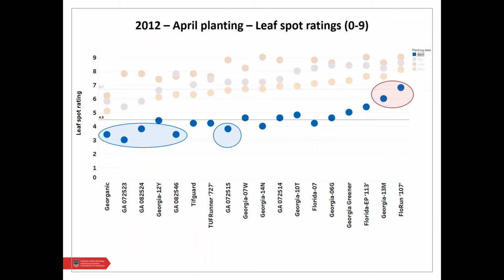for the remaining slides. This particular slide represents leaf spot ratings for the April planted trial in 2012. Georgia 13M and Flowrun 107 had the highest leaf spot ratings, and the lowest ratings were seen for Georganic and some of the Georgia breeding lines.